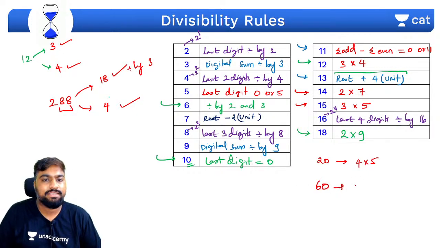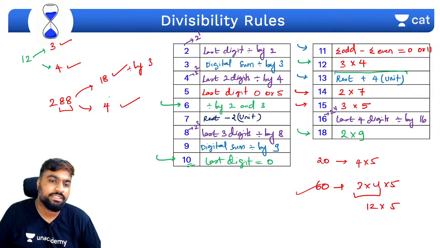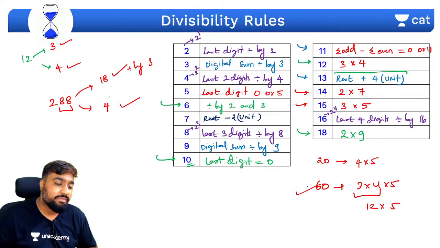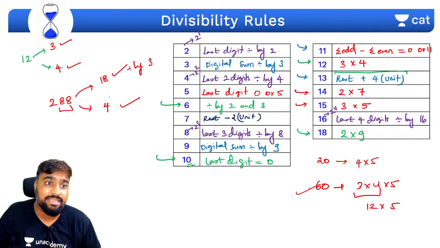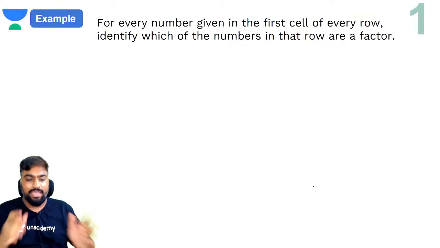60 का क्या होगा? 4 into 3 into 5, correct? Yes or no? So you check for 3 into 4 into 5. 3 into 4 is nothing but 12. तो 12 का check कर लो, 5 का check कर लो, 60 से हो जाएगा. Not 6 and 10. 6 and 10 में नहीं होगा क्योंकि there will be numbers that are divisible by 10 and by 6 but not by 60. For example 30.